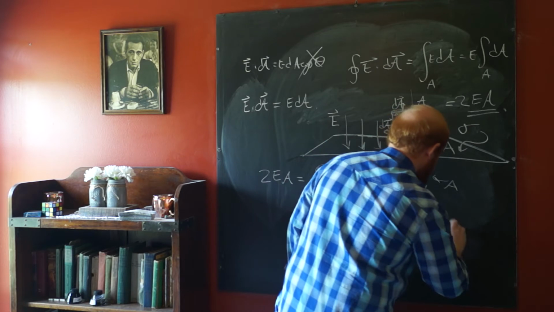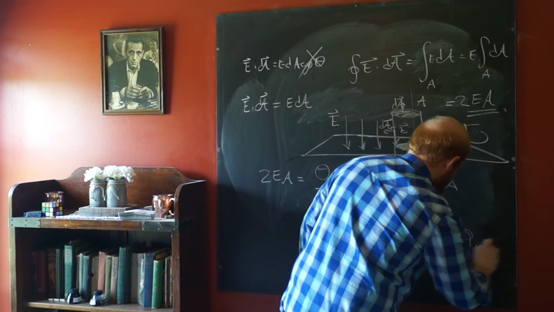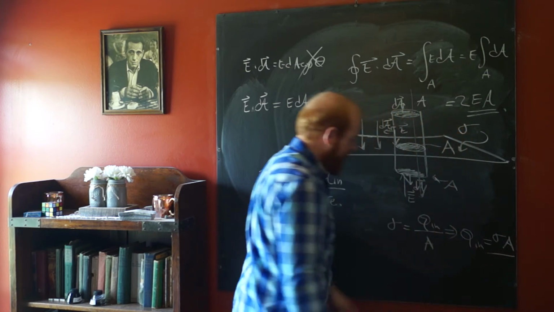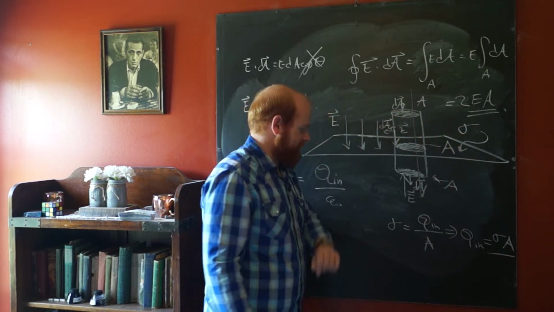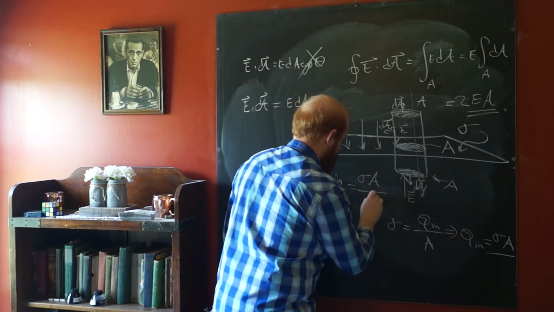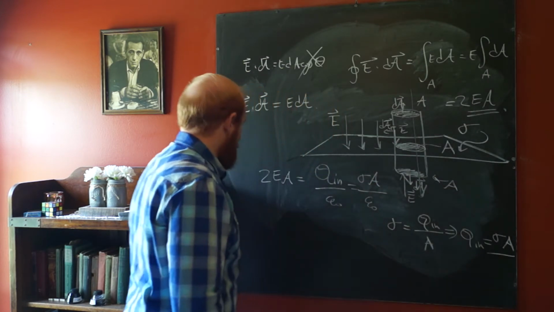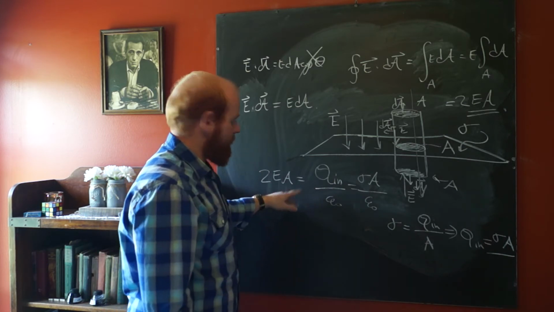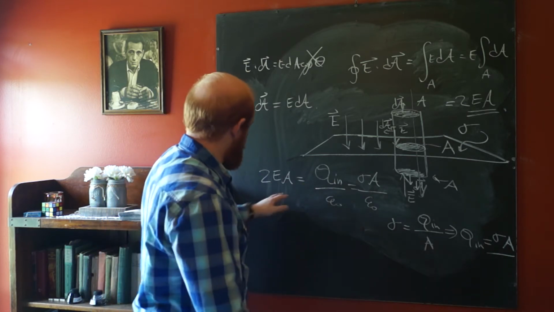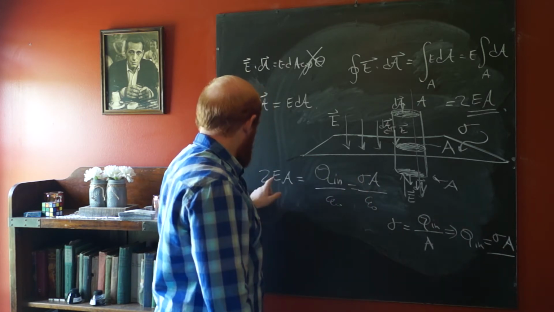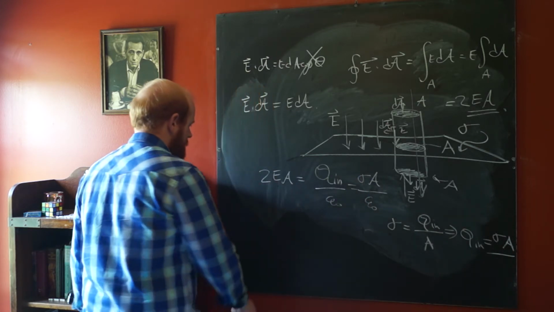Q inside is then going to be sigma times A, if we go ahead and solve this thing for Q inside. So we can write that here. Sigma A over epsilon naught. And now we have everything we need because we know A. Well, we don't know A, actually. We could find it easily, but we don't need to. We've got an A on both sides. We know sigma and we know epsilon naught. We've got E in terms of stuff that we know.